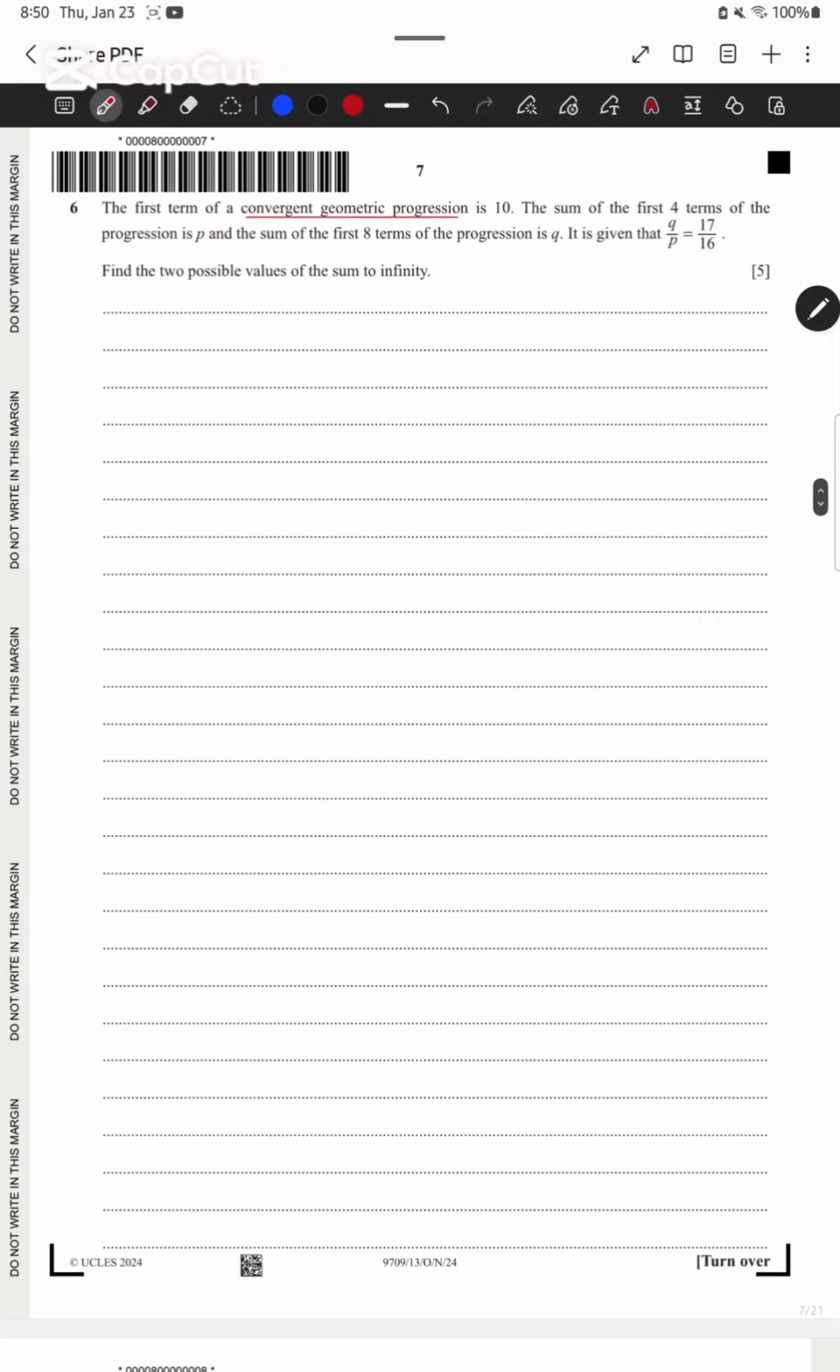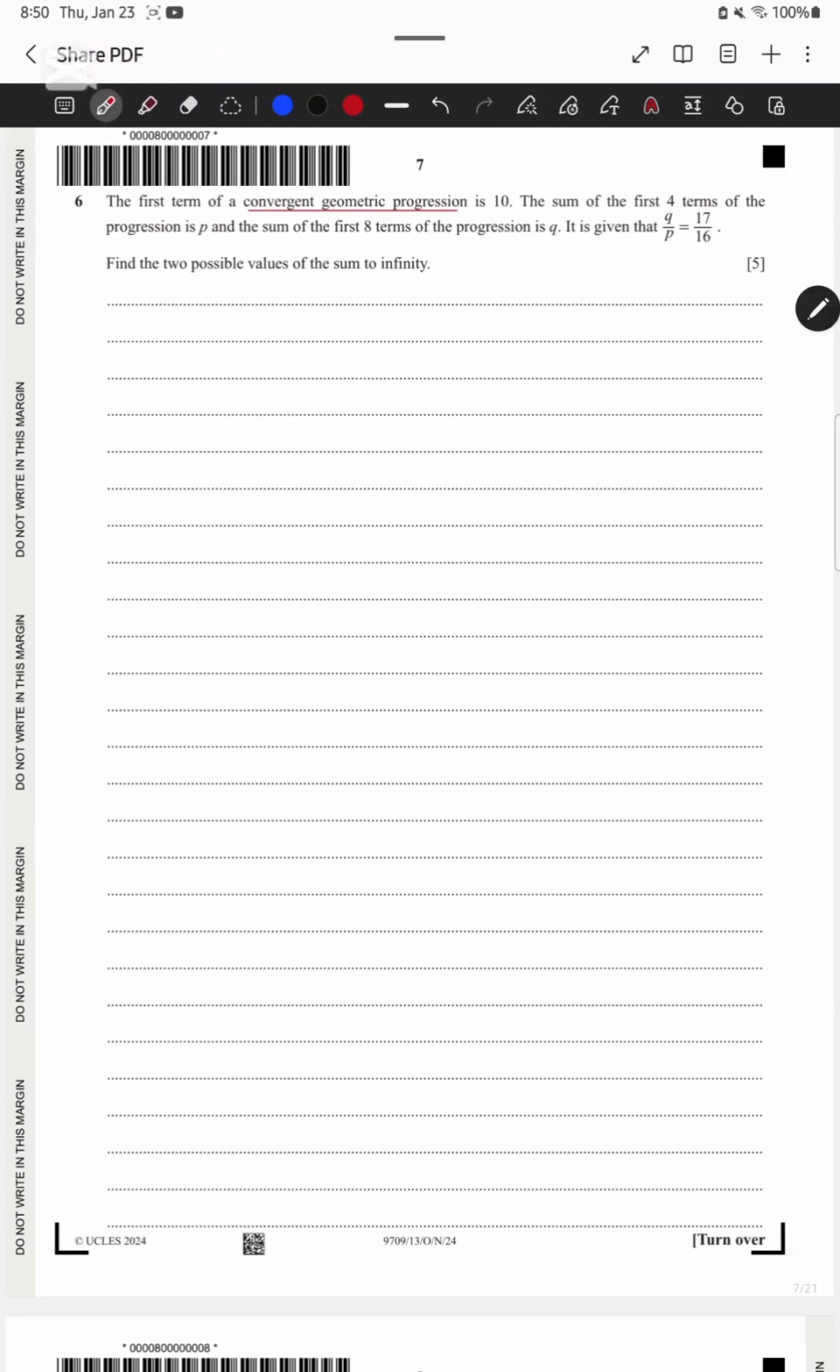We have this paper from October/November 2024, and we're going to do question number 6. The first term of the convergent geometric progression is 10, and we have been given that the sum of the first 4 terms of the progression is p, so S4 is p, and the sum of the first 8 terms of the progression is q, and their ratio is 17 upon 16. Q upon p is 17 upon 16. Find two possible values of the sum to infinity.